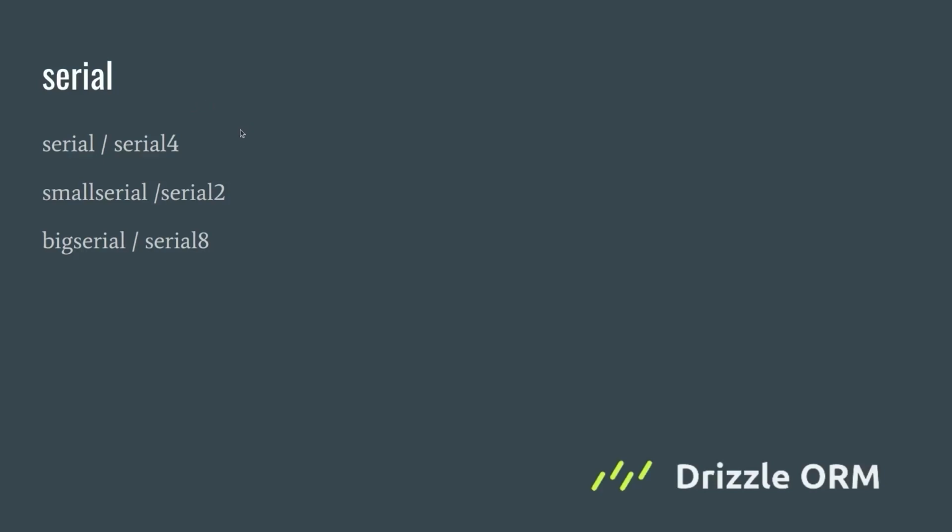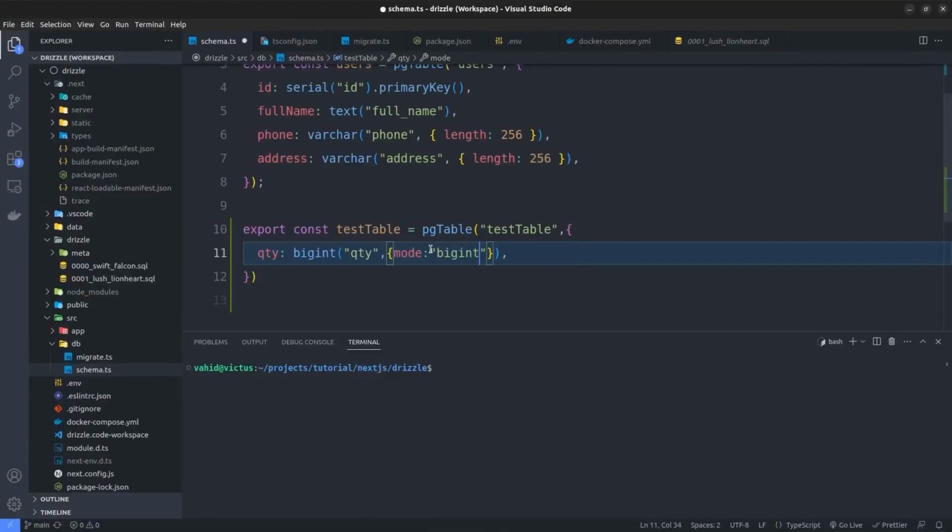We have three serial types: a serial or serial4, which actually is an integer type, a smallserial or serial2, which has a smallint type, and a bigserial or serial8, which has a bigint type. So you can choose between these three serial types based on your needs. So now let's go to VS Code and see how we can use the serial types in our table.